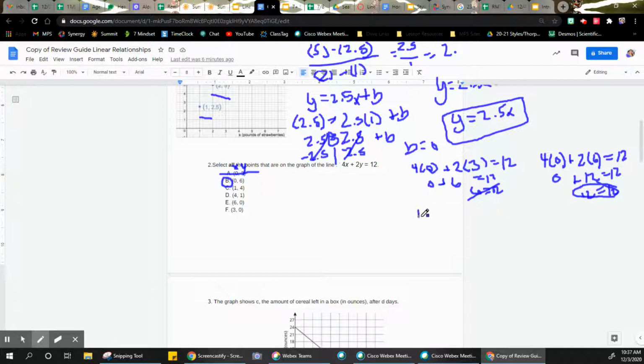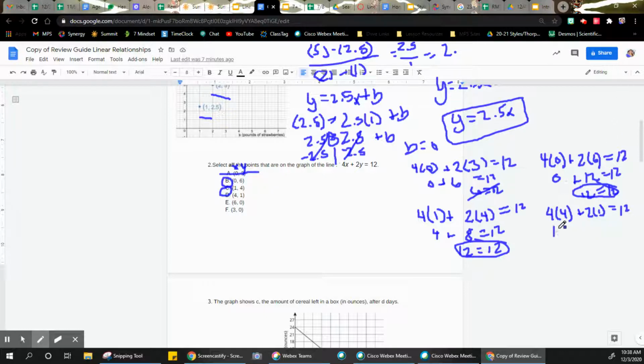So I'm going to do 4 times 1 plus 2 times 4 equals 12. 4 times 1 is 4, plus 2 times 4 is 8, equals 12. 4 plus 8 is 12, equals 12. So that's correct. So C is also a correct answer. Now I'm going to do D, which is 4 and 1. So I'm going to do 4 times 4 plus 2 times 1 equals 12.